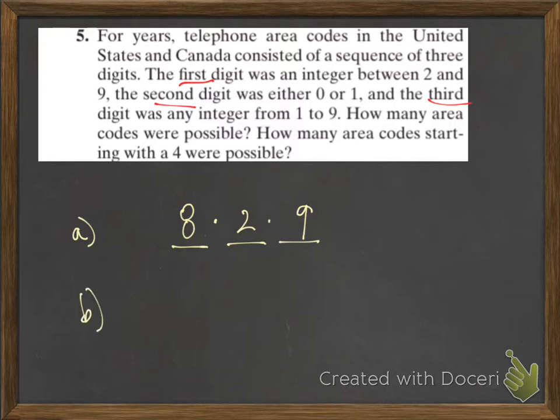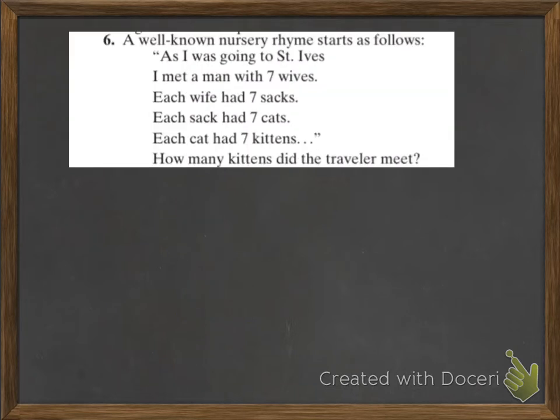Part B is the same question, except we are starting with a 4. How many codes starting with a 4? Well, instead of having 8 choices for our first digit, we only have 1 choice, right? There's only one way to choose 4. And then we have 2 for the second, 9 for the next. Pretty straightforward.